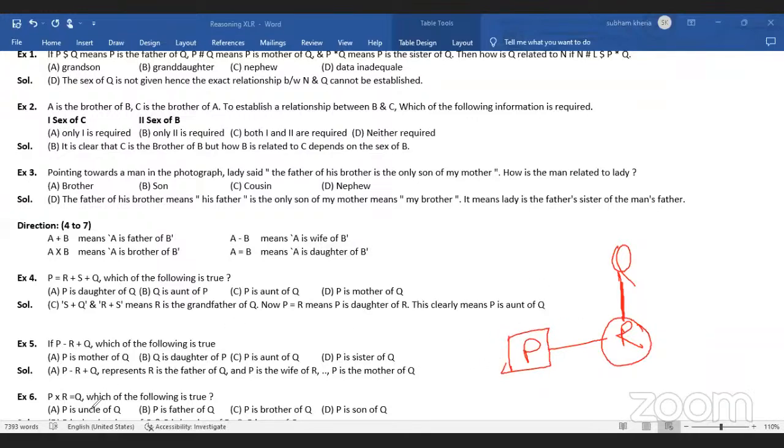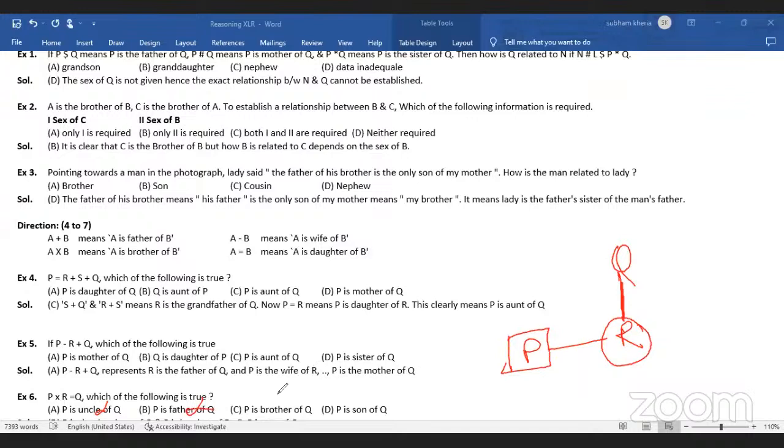Now the first option. P is the uncle of Q. Look, Q is in the generation above P and R. So P cannot be the uncle of Q. Q could have been the uncle of P, but P cannot be. P is in the second generation, Q is in the first generation.